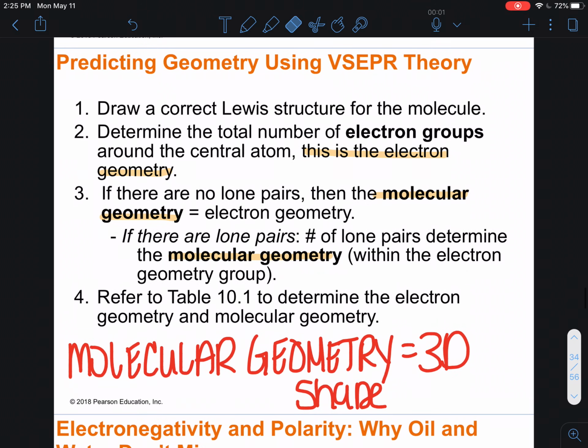And in our next lecture, now that we can predict the 3D shapes of molecules, we're going to look at how the 3D shape affects certain properties and thus the chemistry of the molecule. And for that, we're going to stop here.